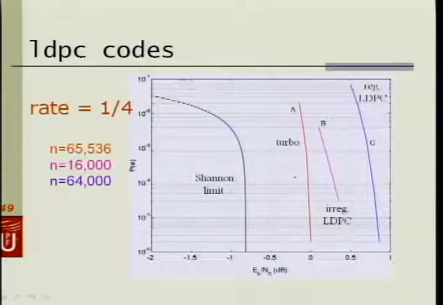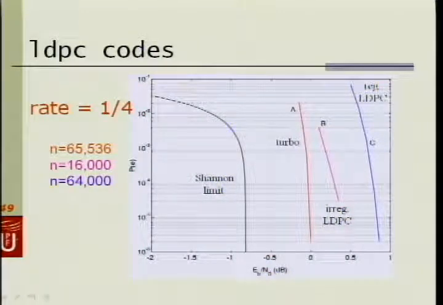What's the performance of low-density parity check codes on a Gaussian channel? These are codes of rate 1/4. This is the performance of a regular low-density parity check code. We also have irregular low-density parity check codes, such that the number of ones in each row or in each column are not exactly the same. So we may have some irregularity in the weight of the rows and columns. And of course, this provides us with an additional degree of freedom, and we may improve the performance.